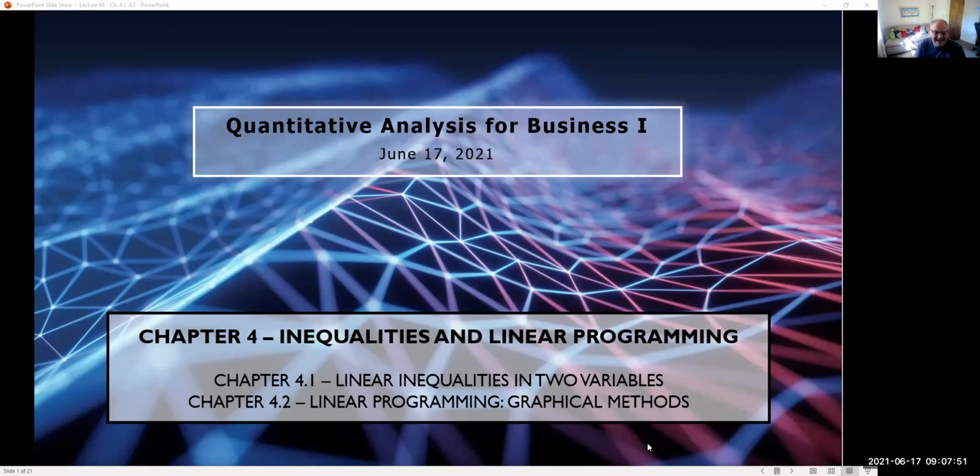exam scores. Today, we're going to focus on Chapter 4.1.4.2, Inequalities in Linear Programming. First, we're going to talk about linear inequalities in two variables, and that is going to be our foundation. And then we're going to do some enrichment on that, and we're going to do an application of that. That application will be linear programming.